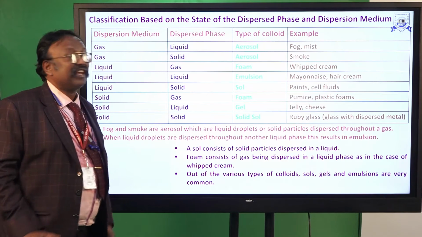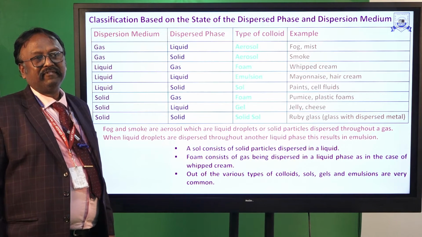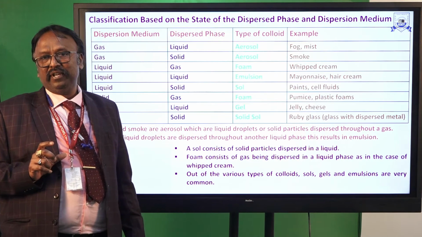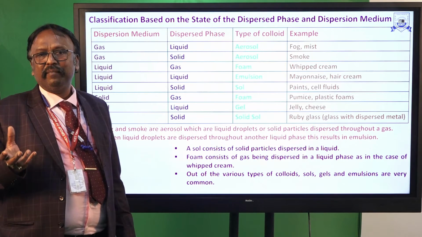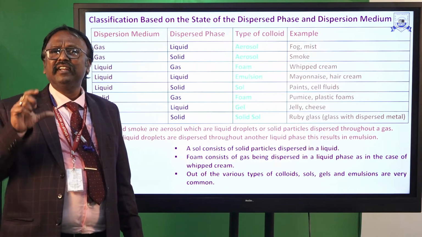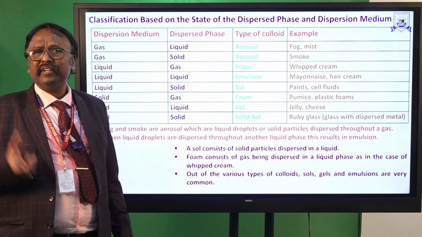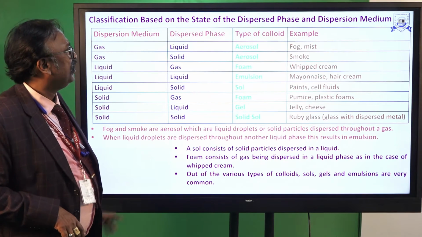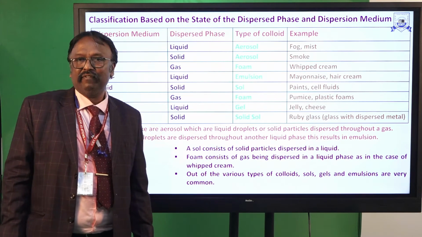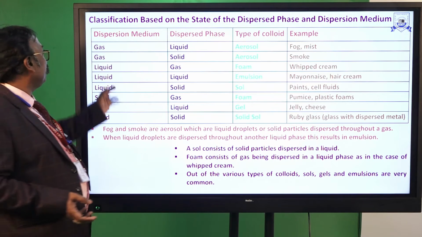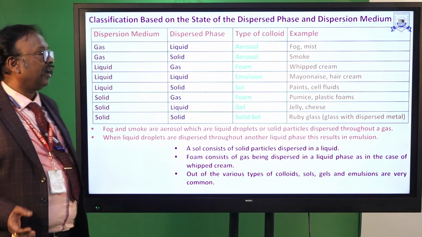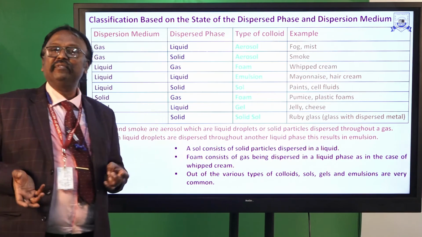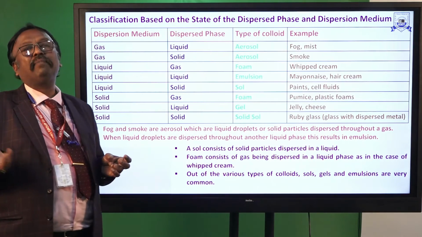and the dispersed phase is liquid. We can say the type of colloid is aerosols. You know aerosols already, for example in case of asthma we shake the content and press it. That is called aerosols. Examples are fog and mist. Second, dispersion medium is gas and dispersed phase is solid. It is also an aerosol, and the example is smoke.